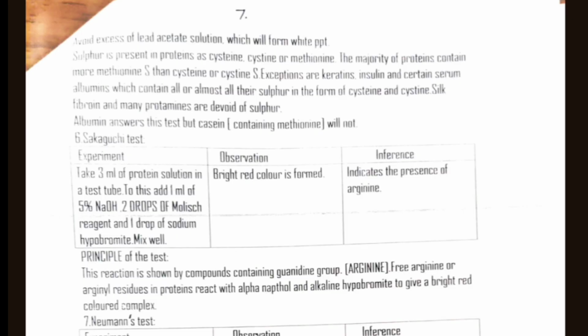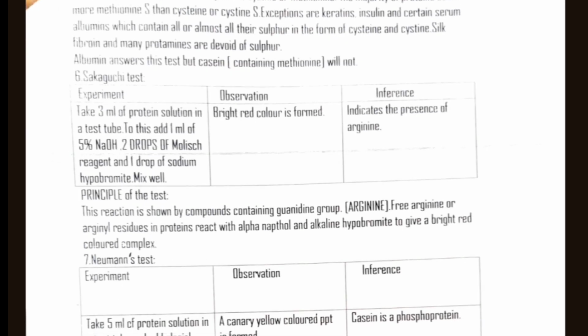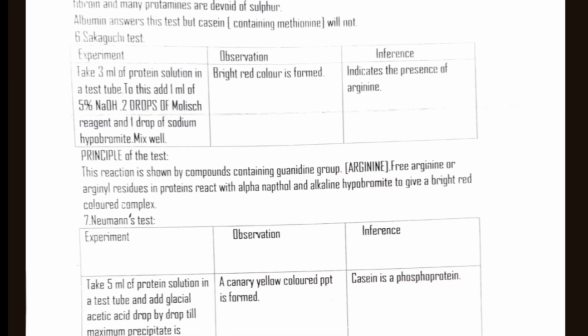So, Sakaguchi test. 3 ml of protein solution is taken in a test tube. To this 1 ml of 5% NaOH, 2 drops of alpha-naphthol reagent, and 1 drop of sodium hypobromite are added and mixed well. A bright red color is formed. This indicates the presence of arginine.